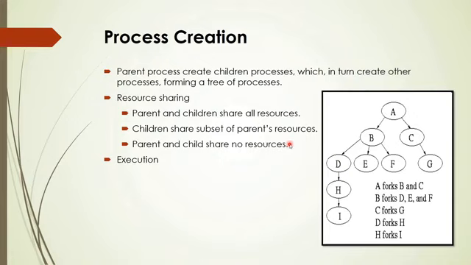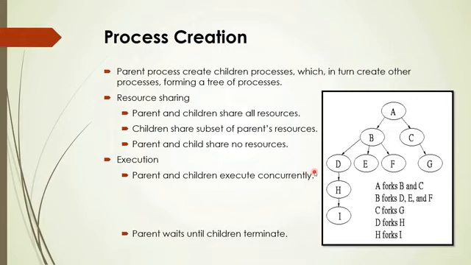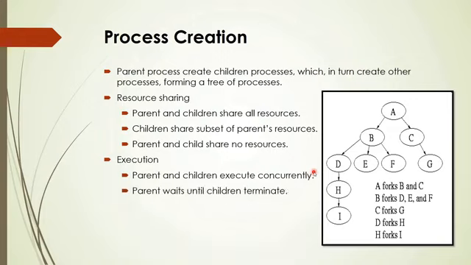Now how do they execute? Parent and child execute concurrently, that is, they execute parallelly, and the parent waits until the child terminates. So in this case, H will wait for I to complete, D will wait for H to complete, B will wait for D to complete, and A will wait for B and C to complete. So this is how the parent process has to wait for the children processes to complete.